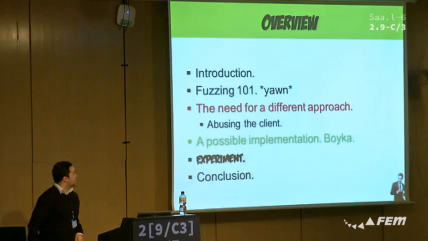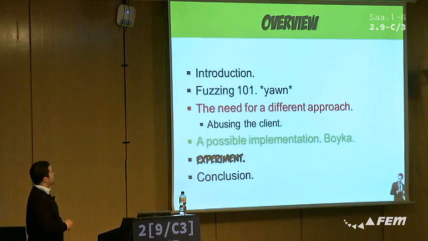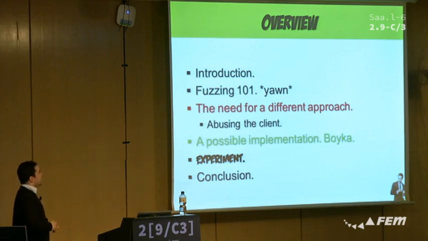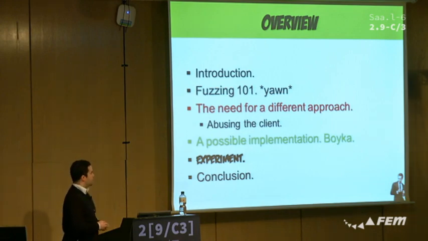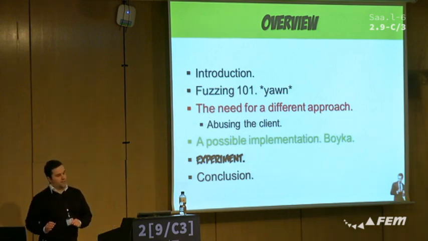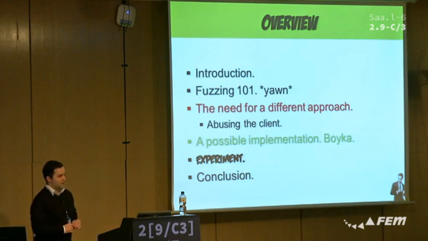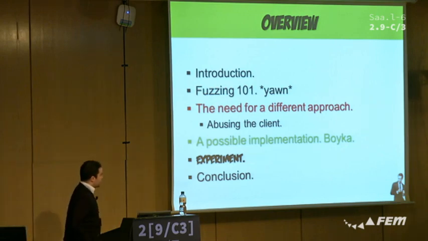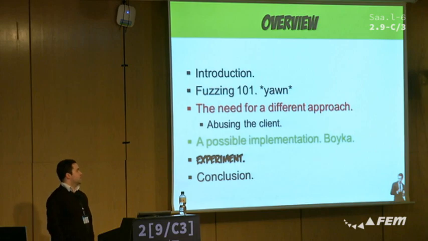So let's get down to business. This is the agenda. I'm going to do a really quick introduction, just putting everything into place. Then a little bit about fuzzing, a primer in fuzzing. Then I'm going to tell you why you need a different approach, because the problem is completely different. The approach I'm going to take is a little bit naive, but it works for the demo. It's abusing the client in a client-server architecture. I'm going to talk about a possible implementation; the name I gave to the code is Boyka.